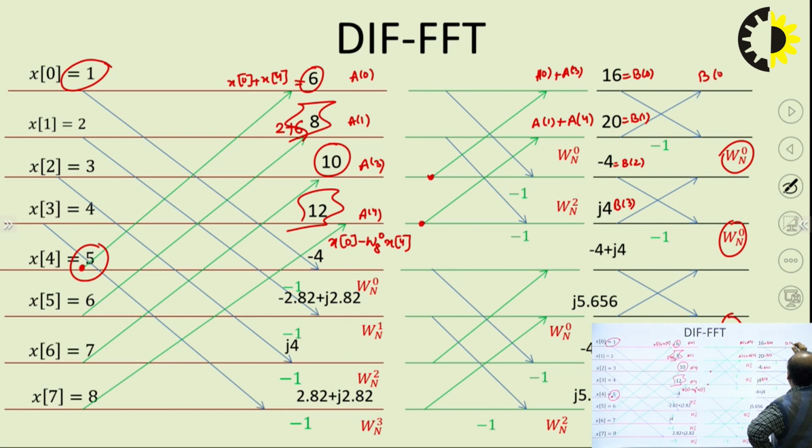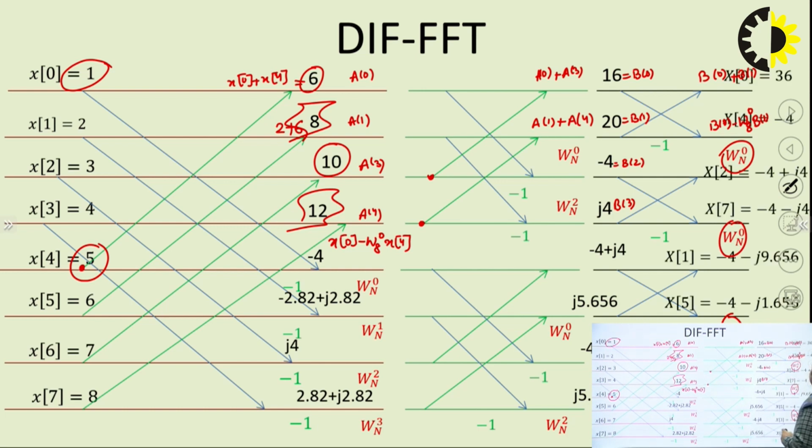So this will be b of 0 plus b of 1, and this will be b of 0 minus W8 raised to the power 0 into b of 1. So the values that we are getting are 36, minus 4 plus 4j, minus 4, minus 4 minus j 9.656, minus 4 minus j 1.656, minus 4 plus j 1.656, and minus 4 plus j 9.656. Now the most important thing is that decimation has taken place in frequency domain.